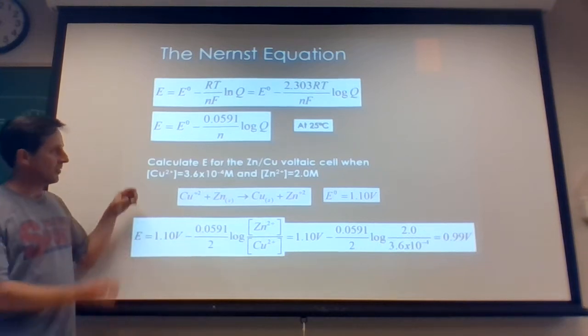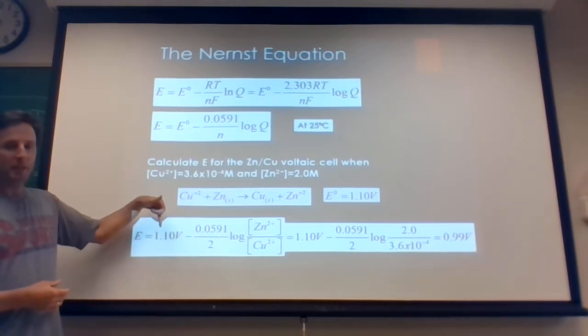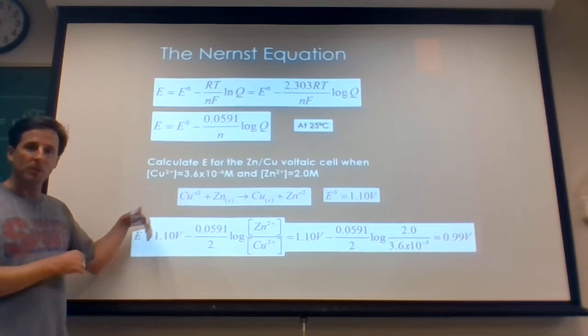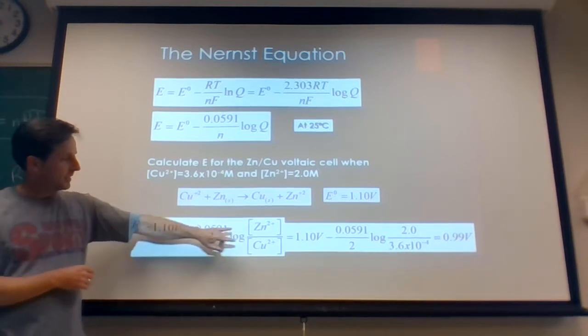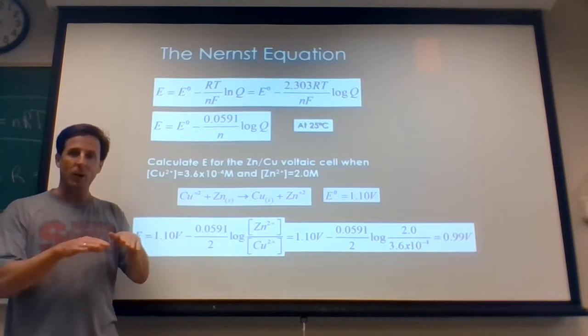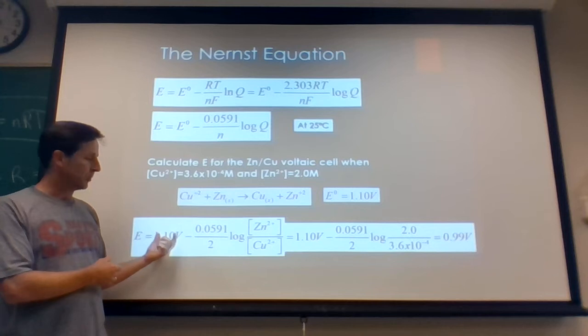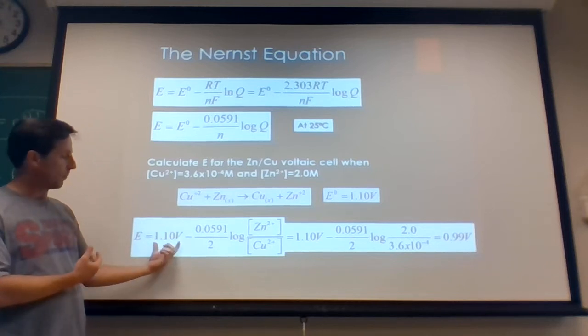This is the same thing. The E for this cell is always going to be pretty close to the E naught value. Changing the ratio of these two things may make it go up or down a little bit, but it's going to be close to the E naught value. So E naught was 1.1.